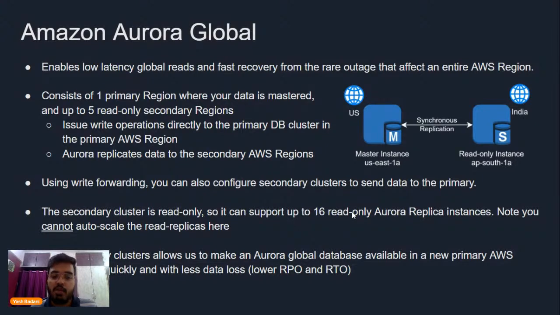And you cannot auto scale the read replicas here in this case, but of course you can have read replicas in the master. The secondary cluster allows us to make an Aurora Global database available in a new primary AWS region, right? And of course, that will give you a lower RPO and RTO, which is recovery point objective and recovery time objective. That's not very important, but this is just good to know.